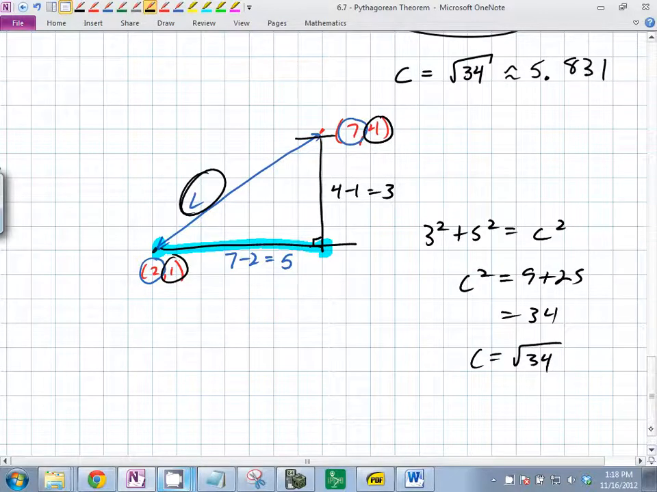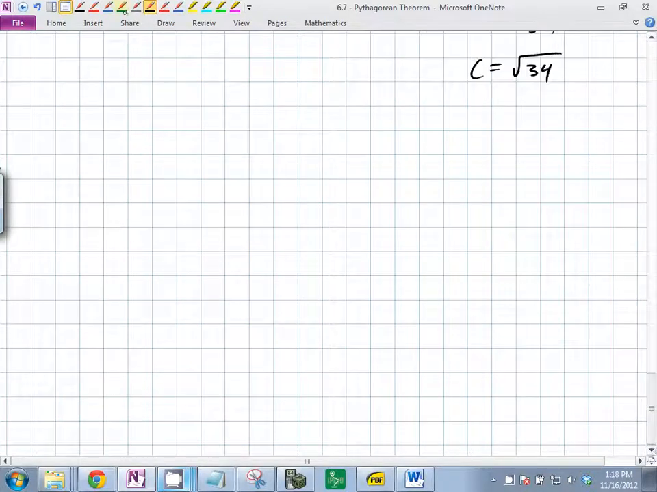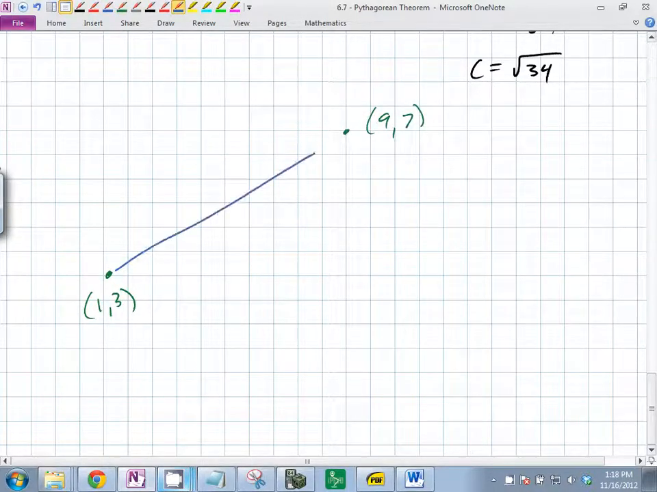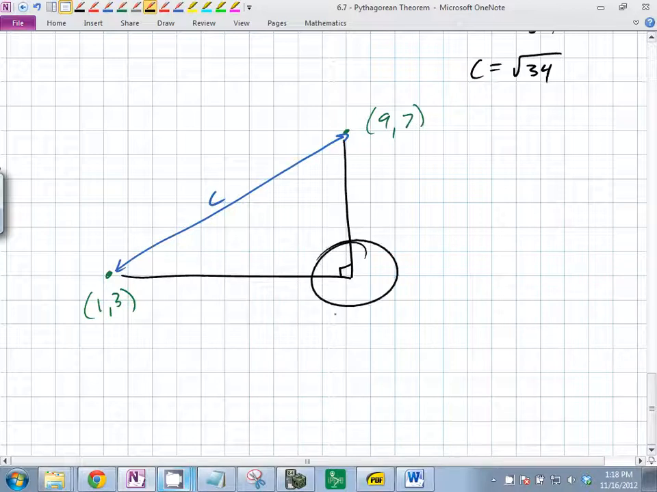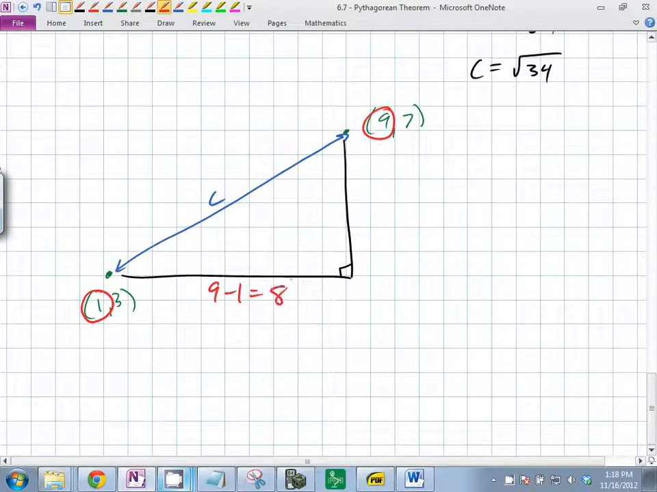Let's do one last one, just to make sure you understand what's going on. Let's say we went from 1, 3, all the way over to 9, let's say 7. Draw your distance in, just to make sure you can see it. This is your c value. And then draw in your legs, right angles right there. And you want the horizontal distance on the bottom. The horizontal distance goes from 1 to 9, so that's 9 minus 1 is 8. Your vertical distance goes from 7 all the way down to 3, so 7 minus 3 is 4.